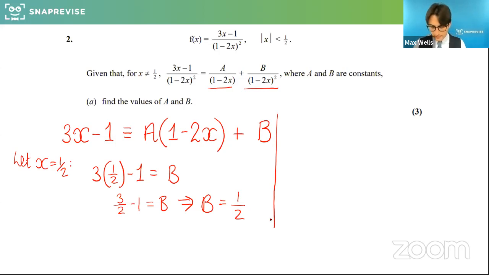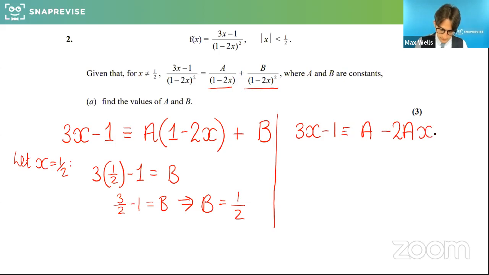So if I put B in and look at what I've got overall, I've got 3x minus 1 is equal to A minus 2Ax plus B, which is a half. From here, I know that the x parts are this bit here, and the number parts are this bit here.